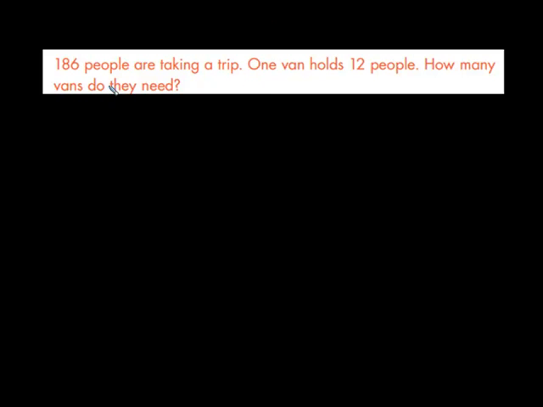So this first one is 186 people are taking a trip. One van holds 12 people. How many vans do they need? Your answer ends up being 15 with a remainder of 6. So we got to think about this. All these people are going on the trip.